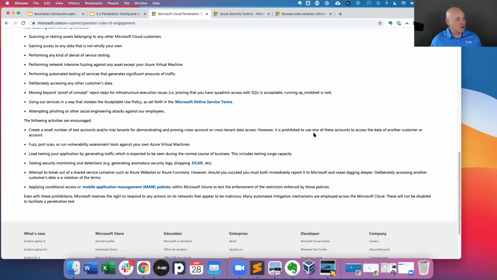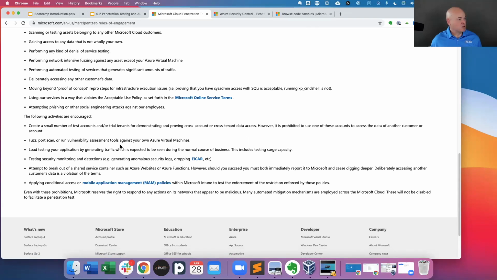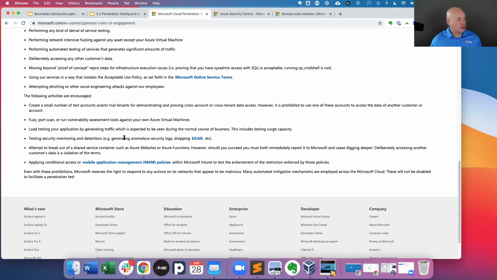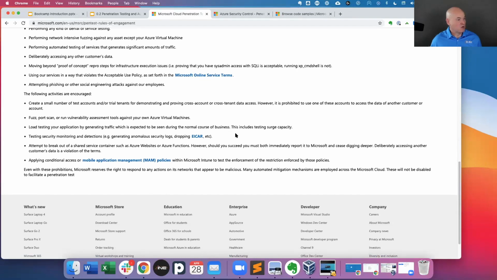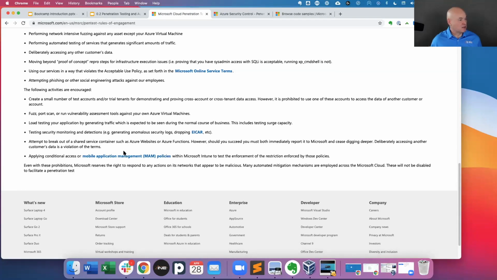However, it is prohibited to use one of these accounts to access the data of other customers or accounts. Fuzz, port scan, or run vulnerability assessment tools against your own Azure virtual machine. Load testing your application by generating traffic, which is expected to be seen during normal course of business. These include testing surge capabilities, testing security monitoring and detection, generating anomalous security logs, dropping an EICAR, etc., attempting to break out of shared service containers such as Azure websites or Azure functions.